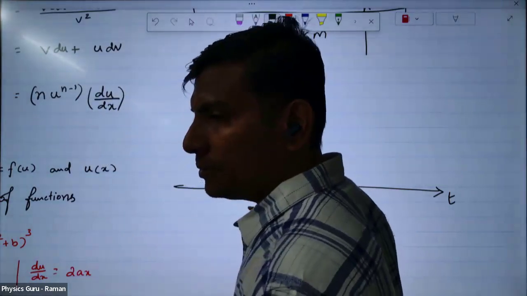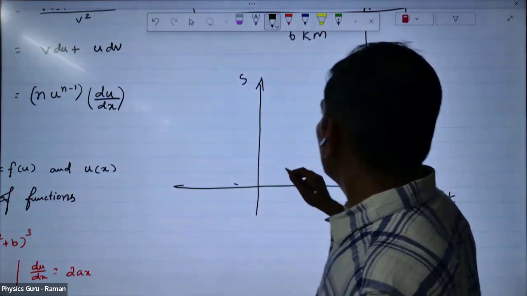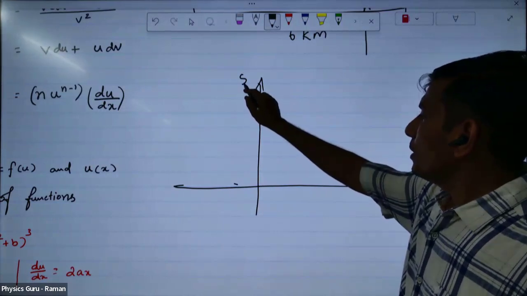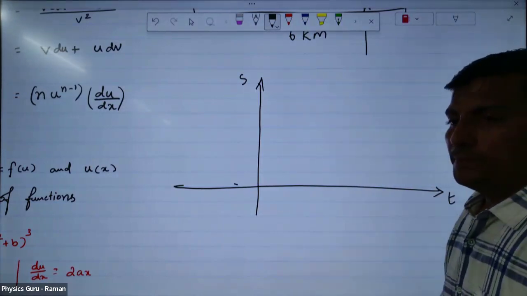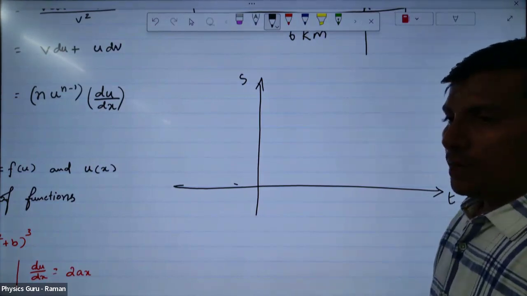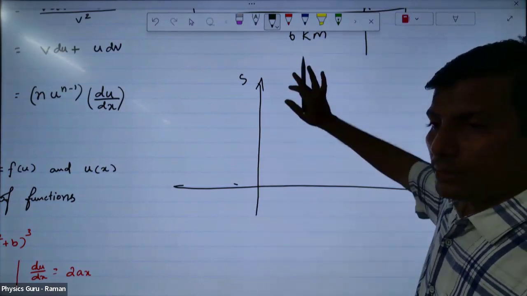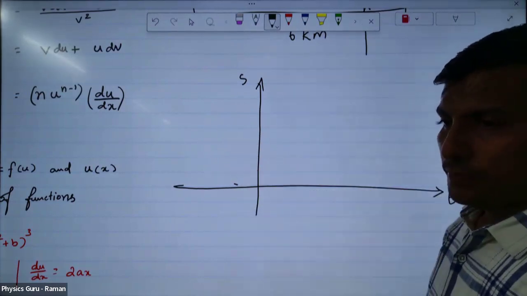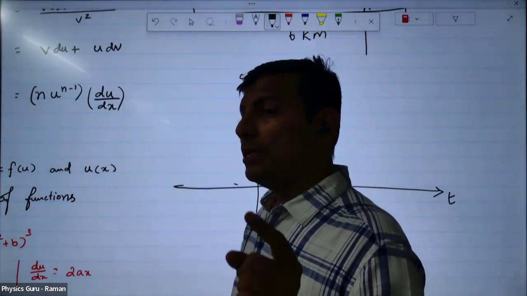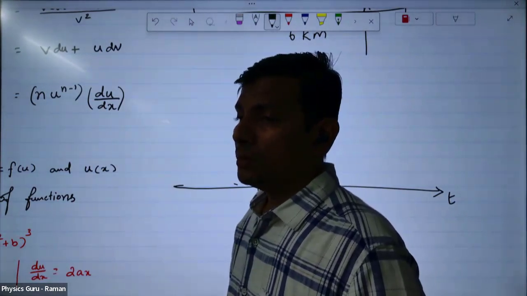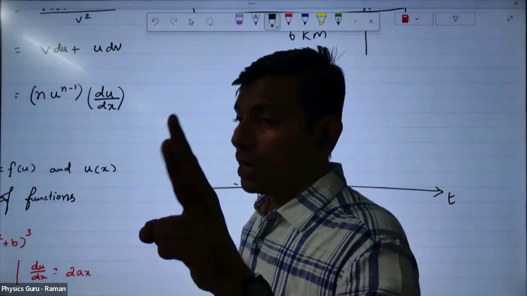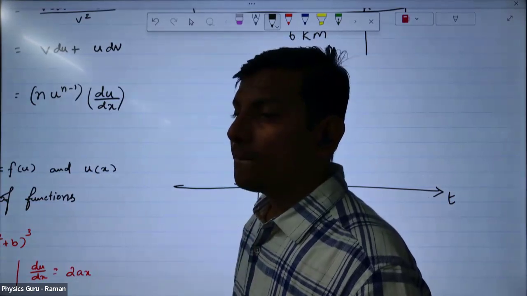So let's see this here. Now, the displacement versus time. I'm just going to mark the entire information. When you started to observe, already that man has traveled how much? 2 kilometers that man has already traveled when you start to observe. Right or wrong?